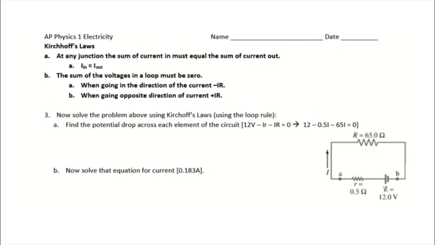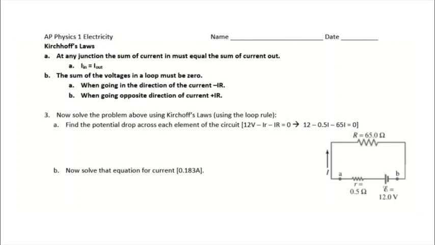We're going to be looking at Kirchhoff's laws. There are two laws. The first is called the junction rule. The junction rule states that the current going into a junction must equal the current going out of a junction. The second rule is the loop rule, which says that the sum of the voltages must be zero. And we're going to take a look at this in a specific example in the circuit shown below.